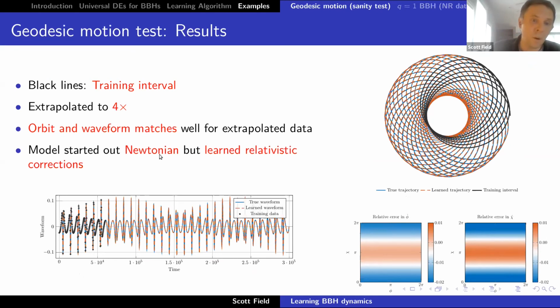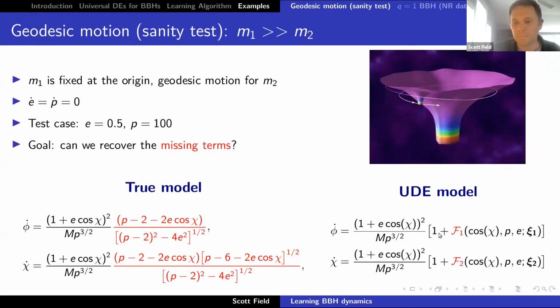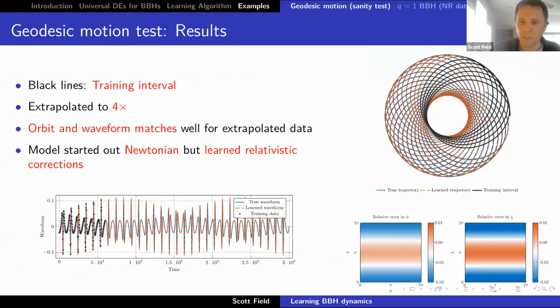So in this case, we started out with just Newtonian dynamics. Again, this term for 0, this would be Newtonian dynamics. And the universal differential equation model, after being trained on one waveform, was able to learn the relativistic corrections needed to carry out even longer integrations.